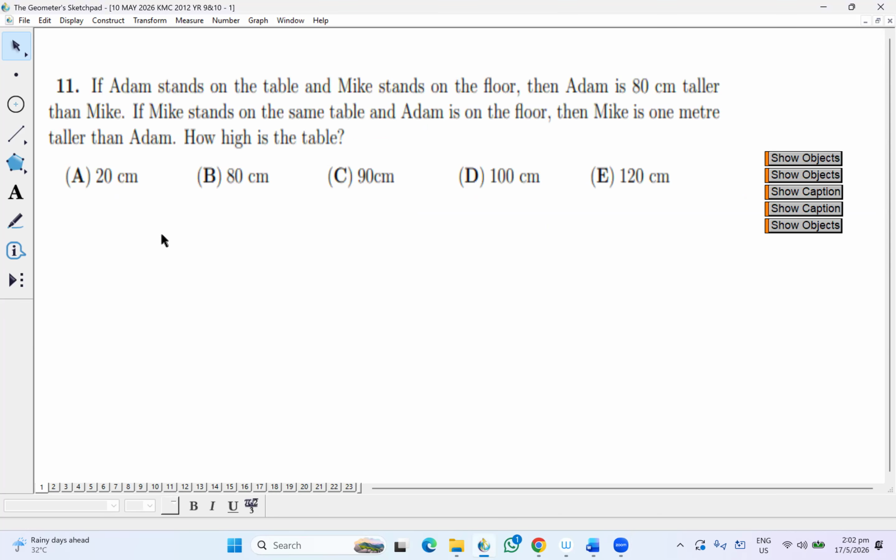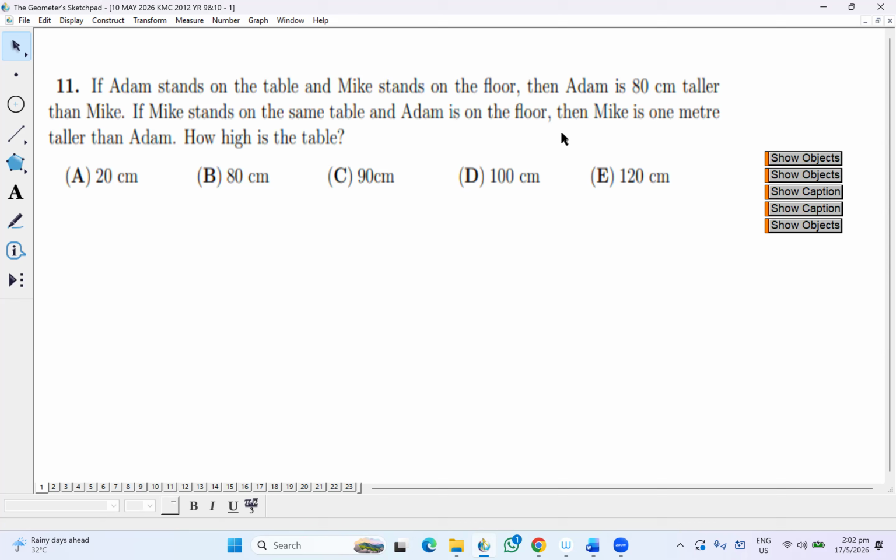Question 11. If Adam stands on the table and Mike stands on the floor, then Adam is 80 cm taller than Mike. If Mike stands on the table and Adam is on the floor, then Mike is 1 meter taller than Adam. How high is the table?